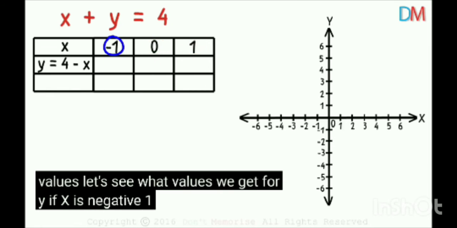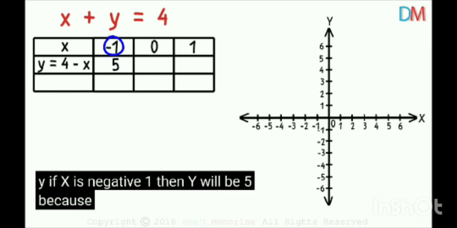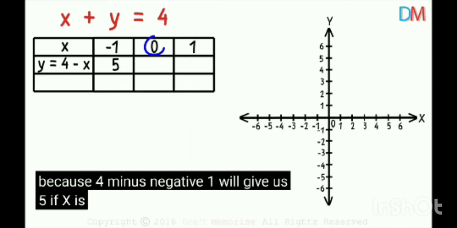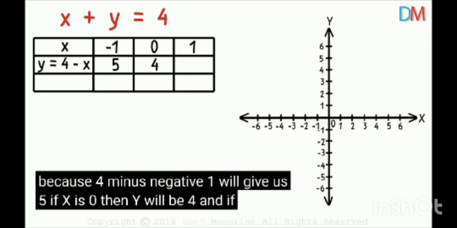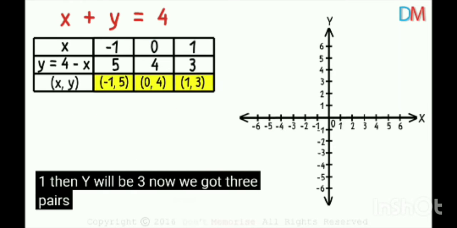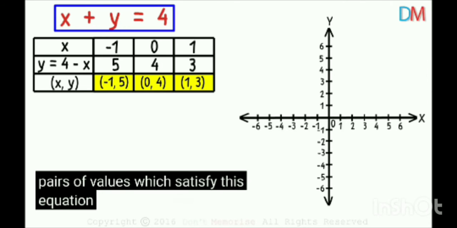If x is -1, then y will be 5, because 4 minus -1 will give us 5. If x is 0, then y will be 4. And if x is 1, then y will be 3. Now we have three pairs of values which satisfy this equation.